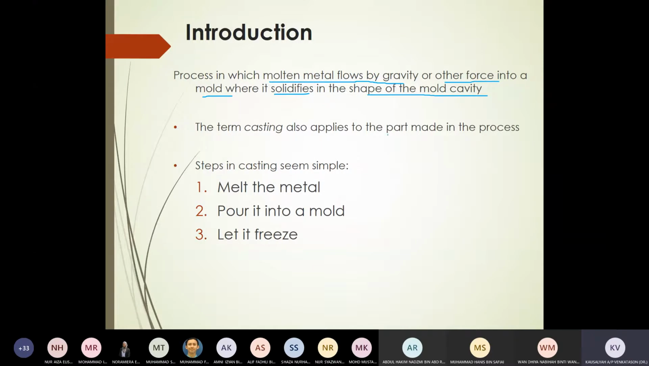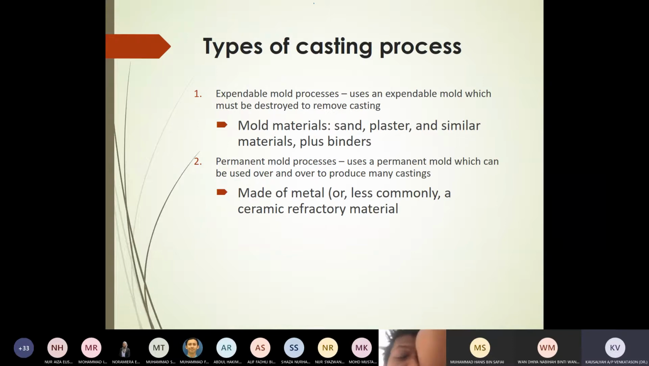So the term casting also applies to the part made in the process. Sometimes the product that you get out of the casting process, you call it casting. Bracket casting, this casting, like that. So steps in casting, it looks direct, right? We first melt the metal, we pour it in, and then we let it freeze. So it's not as straightforward as that. Like I mentioned earlier, we have two types of casting.